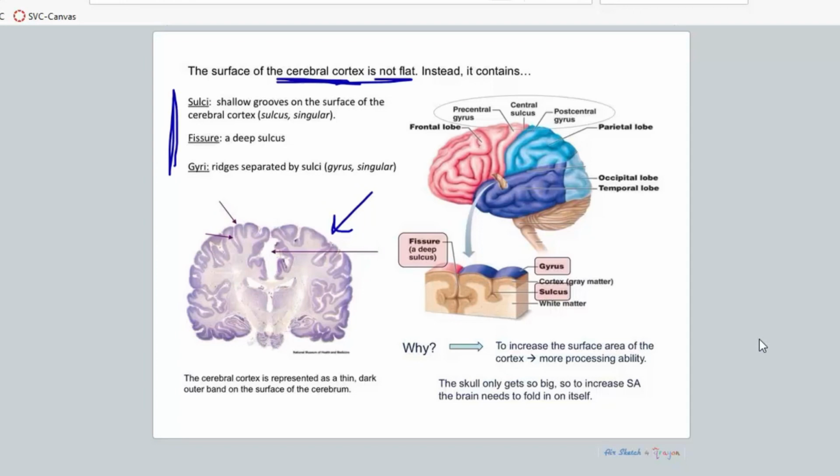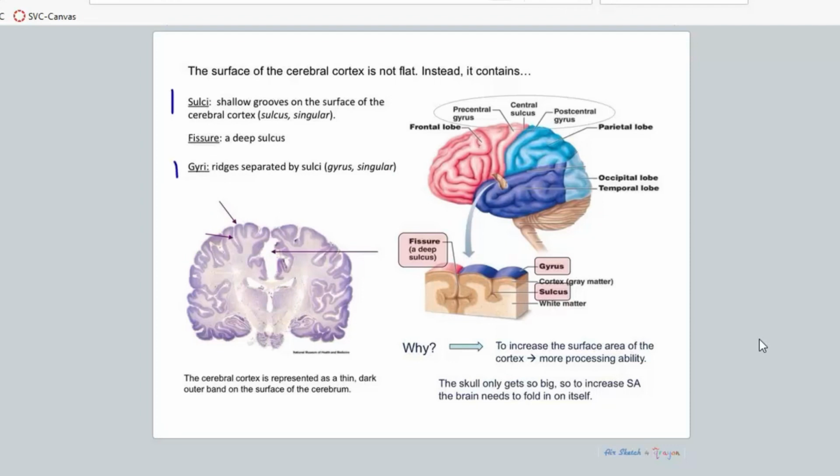And first of all, you have these ridges that we call gyri. Gyri is plural, gyrus is singular. So that's a gyrus. That's a gyrus. That's another one. These are all gyri right there. But the gyri are separated by these valleys or by these shallow grooves that we call sulci. Sulci is plural, sulcus is singular. So there's a sulcus. There's a sulcus. There's another sulcus. Okay? So instead of the cerebral cortex being flat, it's thrown into these folds, into these gyri, and into these sulci.